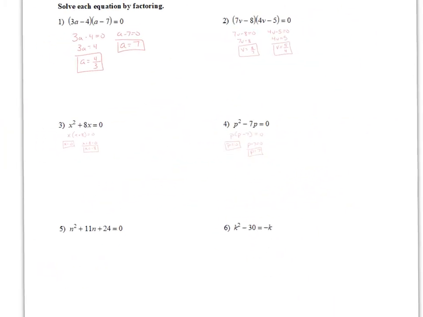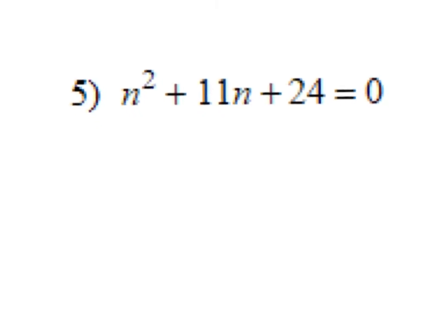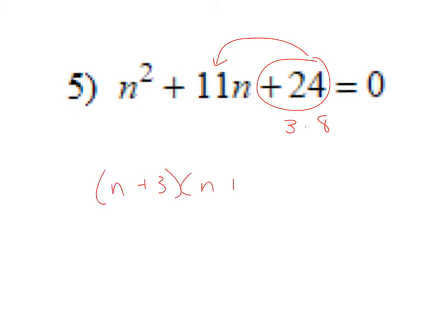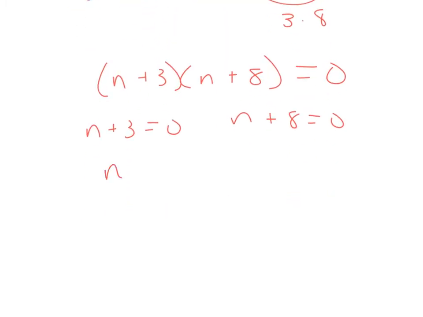All right, going down to number 5. Again, it's already set equal to 0, so that's good stuff. So now I'm looking for factors of 24 that will add up to 11. So 3 and 8 kind of pop into my head there pretty quick. So I've got n plus 3 and n plus 8. And I know my signs are positive because the entire problem is positives. So now I'm going to set each part equal to 0 and solve. So I'm going to get n equals -3 and n equals -8 when I solve those.